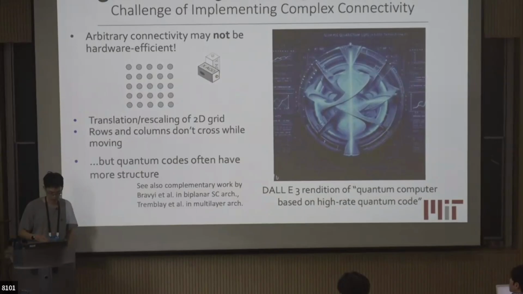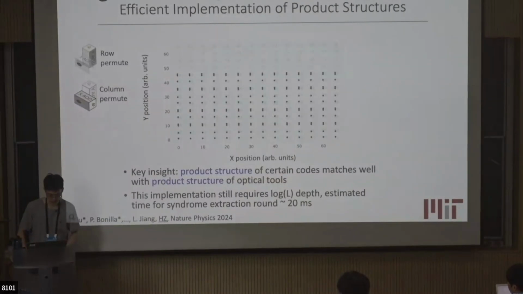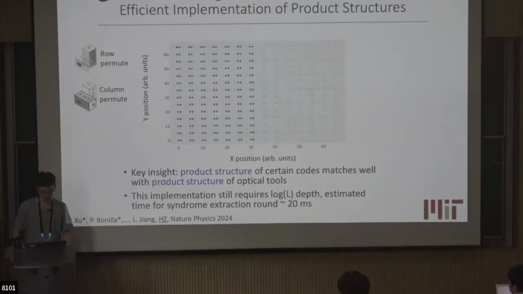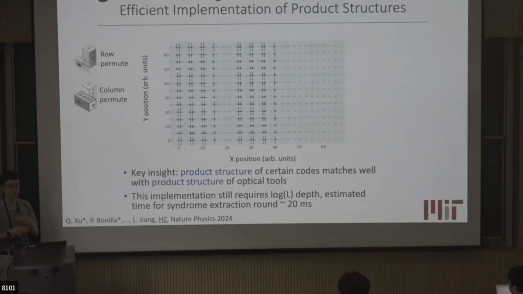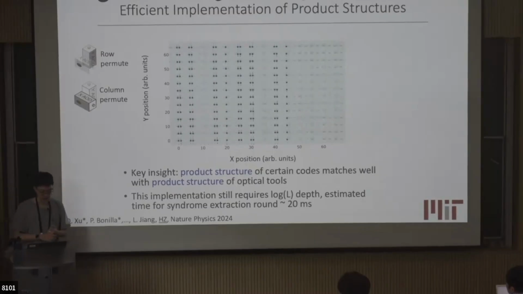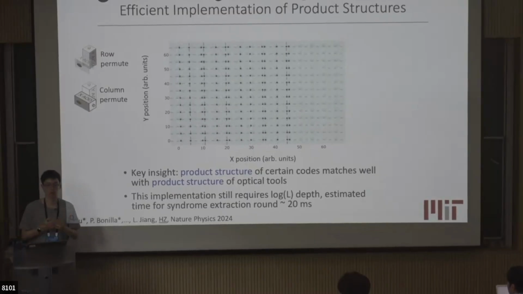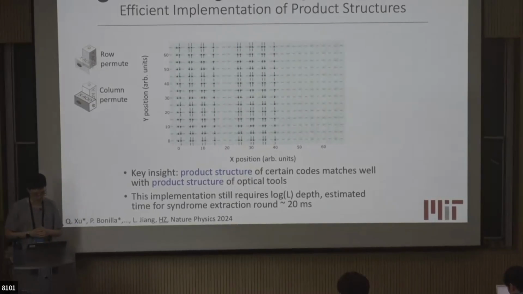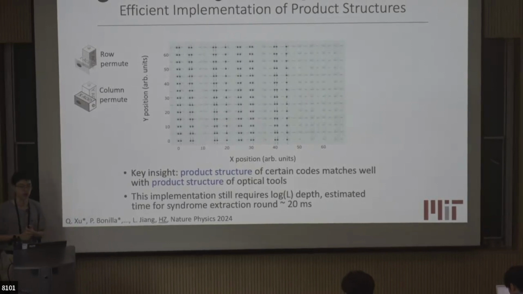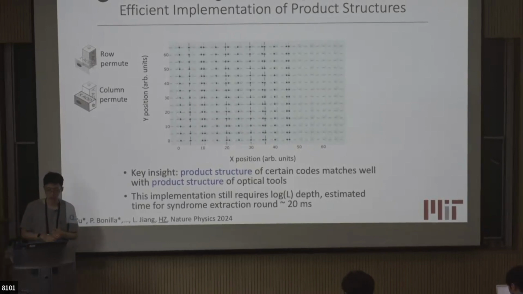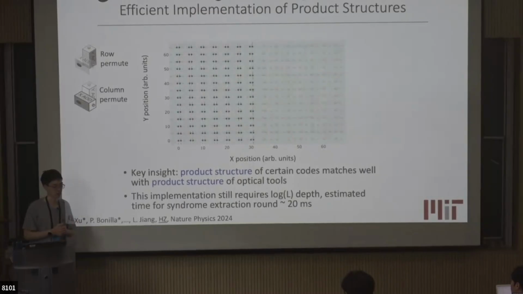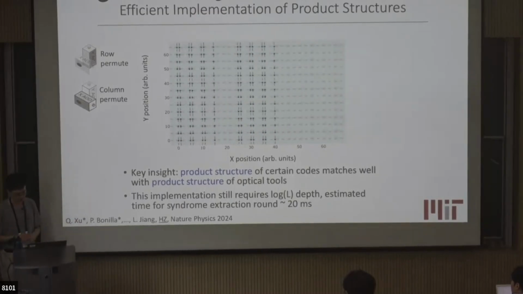But quantum codes are often designed with more structure. For example, if you look at these bivariate bicycle codes, there's translational structure. What we did a few years ago is to look at the product structure in hypergraph product codes or lifted product codes, where you naturally, in the code construction, in order to satisfy the CSS constraint, want to have some product structure. And actually, the same type of product structure in these codes also matches well with the optical tools, such that you can have hardware-efficient implementations.